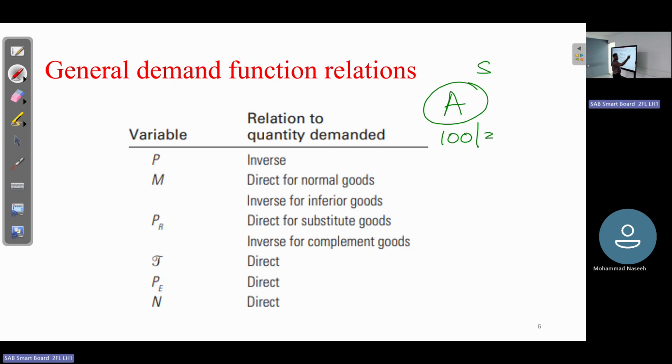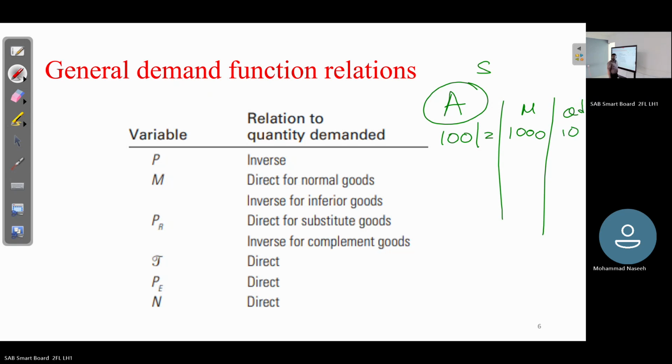Then assume our consumer income. This consumer's income is 1,000. How many products he can purchase? 10. Then quantity demanded will be 10. Then assume this price of the product has increased to 200.